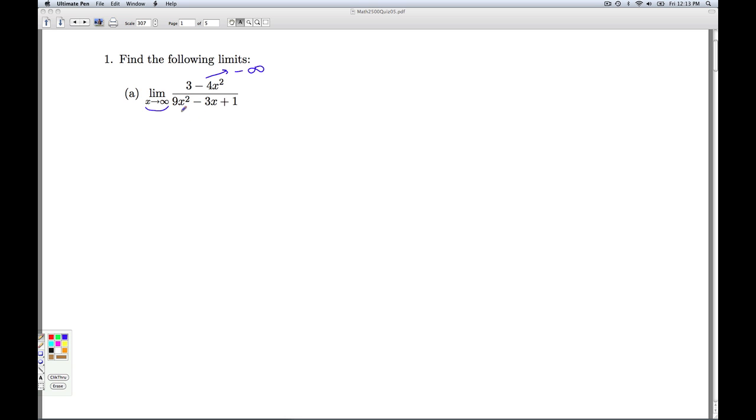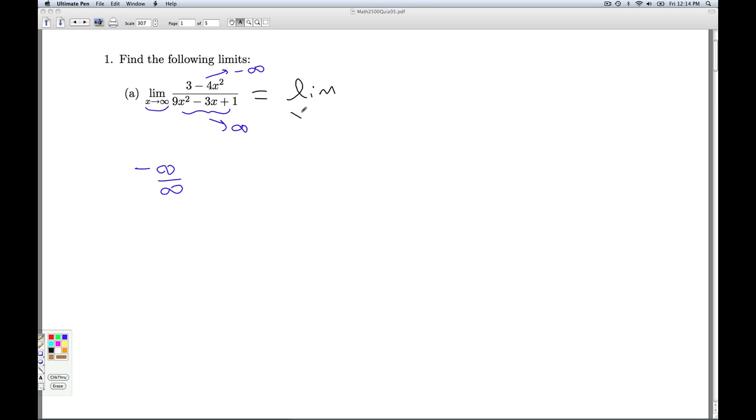So the numerator is heading to negative infinity. In the denominator, if I imagine plugging in 1 billion squared, I'd have 9 billion squared minus 3 billion plus 1. And even though 3 billion is not a number to shake a stick at, the 9 billion squared is going to overwhelm that number. So the bottom is going to infinity as x goes to infinity. And so we get the indeterminate form minus infinity over infinity. Indeterminate means we can't determine it without doing some algebraic manipulation.